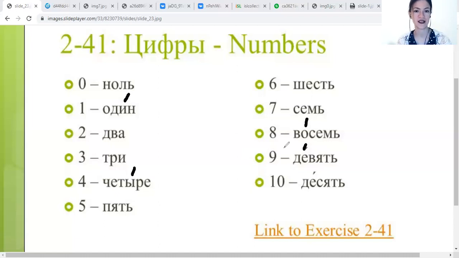Okay. So let me repeat from here fast. It would be very nice if you try to repeat what I'm saying and to copy my pronunciation. Let's start. Ноль, один, два, три, четыре, пять, шесть, семь, восемь, девять, десять. Okay, and let's move on to the next picture.